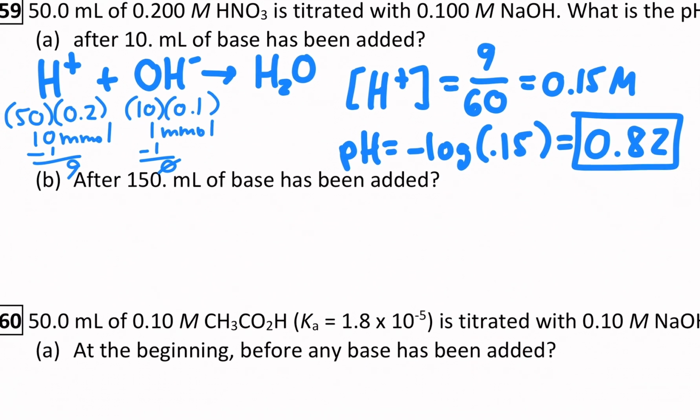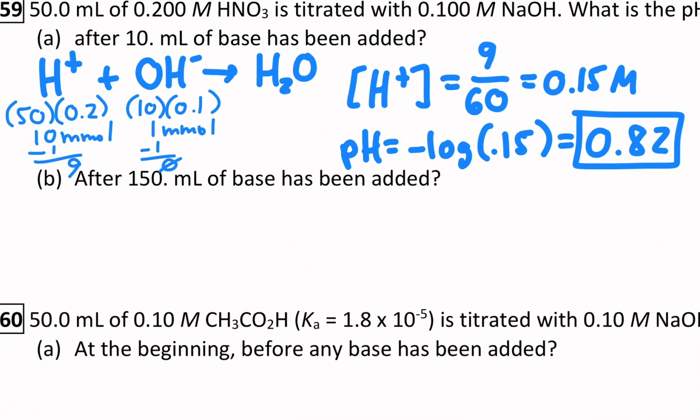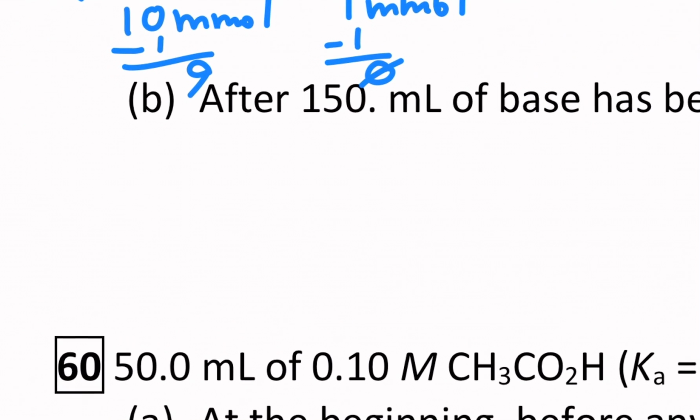So I'd like you to hit pause and see if you can figure out what happens with the same amount of starting acid, but this time after 150 mL of 0.1 molar hydroxide. What would your pH be at that point? Okay, let's see how we did.